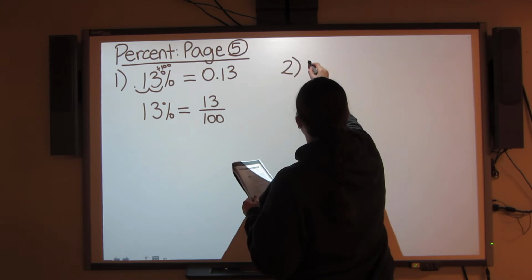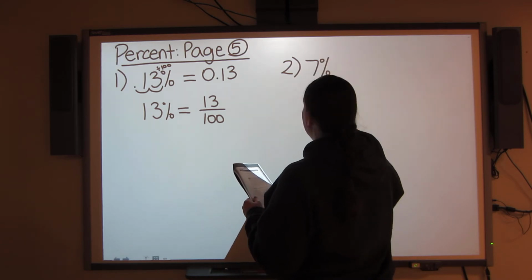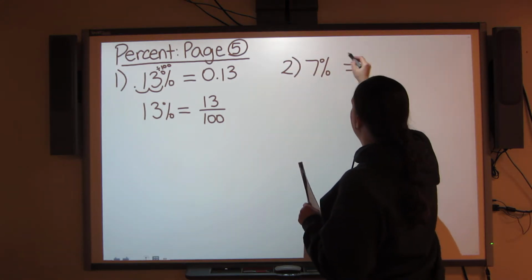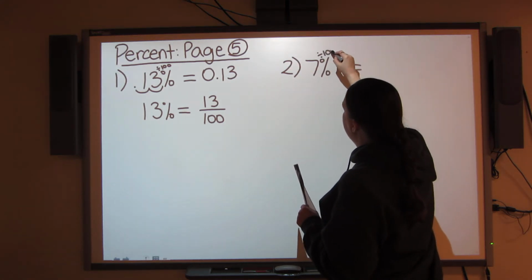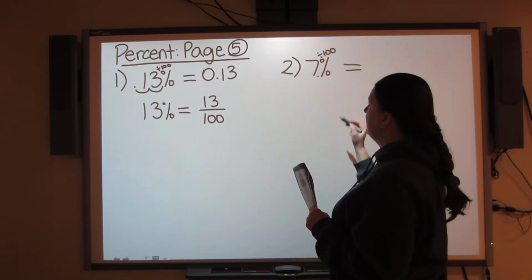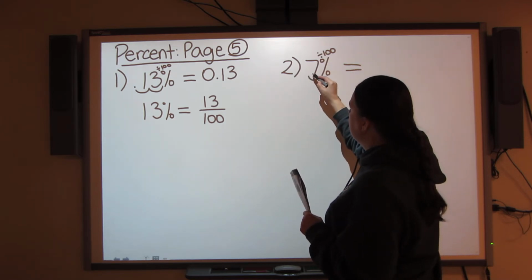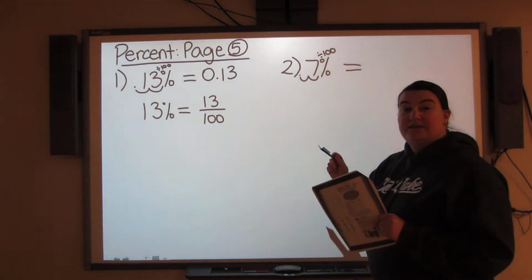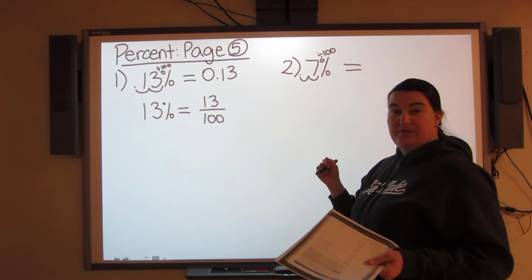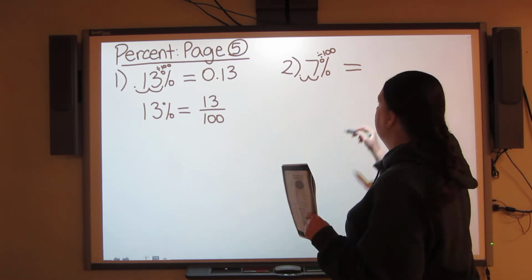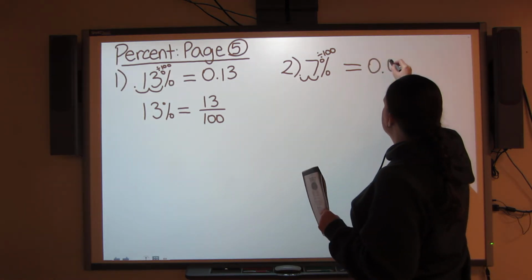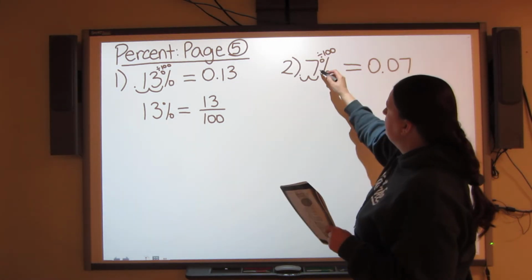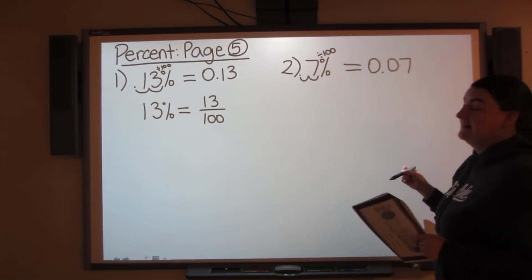Number 2 is 7%. 7% changed to a decimal. I divide by 100. So I put my decimal at the back of the number and I move that decimal spot 2 over. Now I've got an empty spot. So what do I put? When I have an empty spot, I have to put a 0. So now I have 0.07 or 7 hundredths. 7%, 7 hundredths.